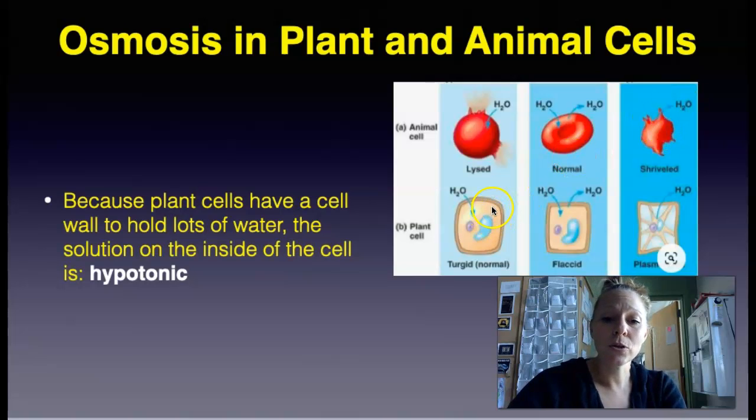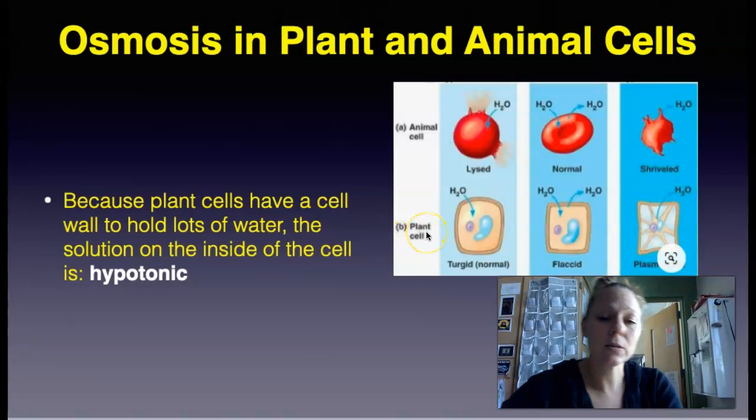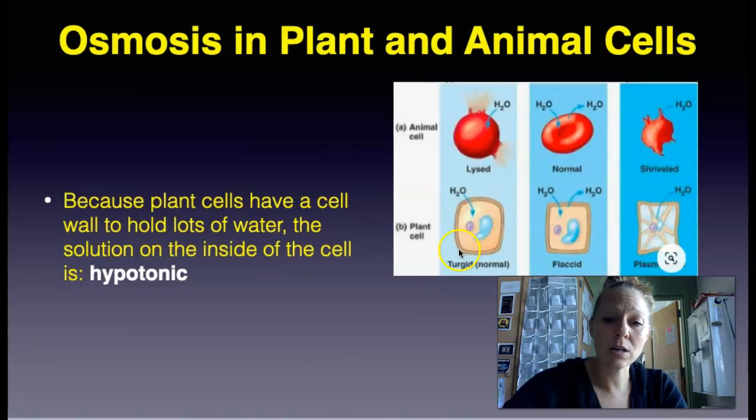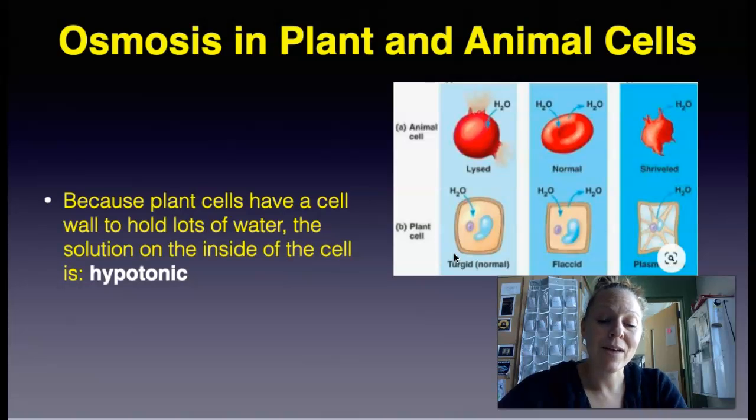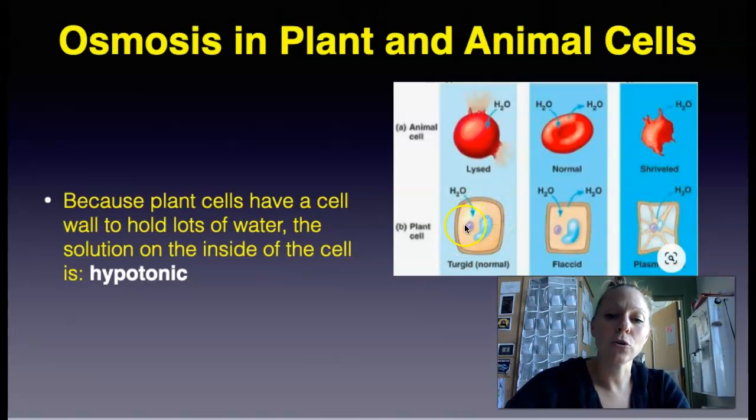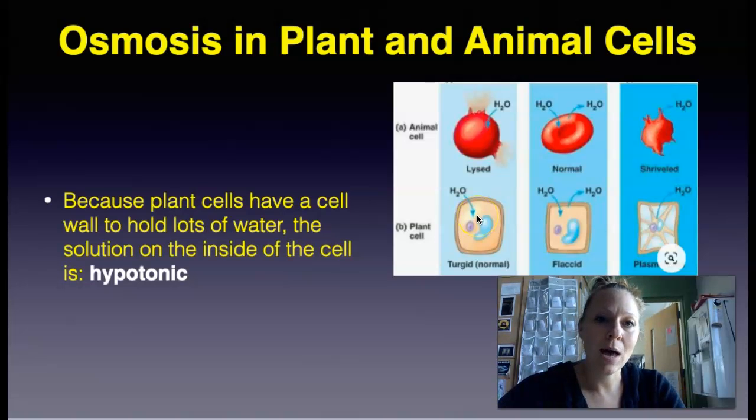And so if we look here, we have a plant cell. Things are a little bit different in a plant cell because of that really strong cell wall. So it works better for a plant cell to have a little extra solute, a little bit extra of that salt on the inside, which is going to allow water to rush in, and it's going to push out on those cell walls, and it's going to make it more turgid. And so therefore it's going to give the plant more structure.